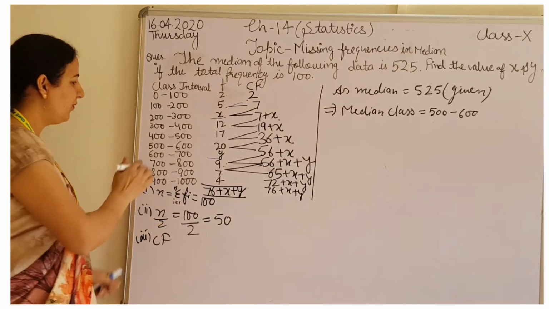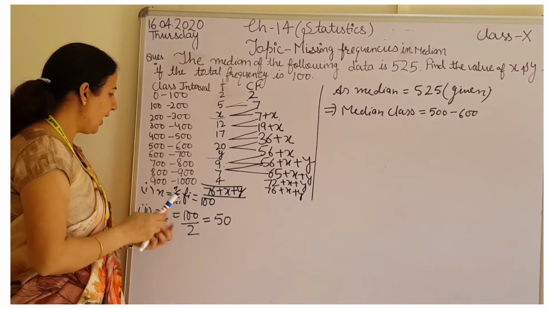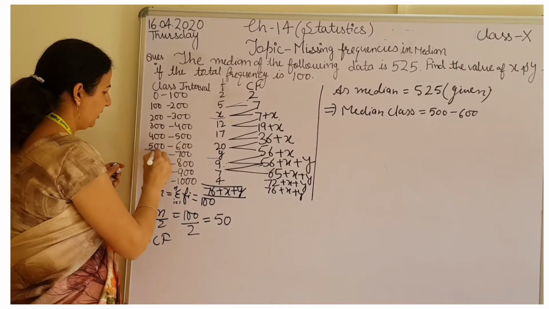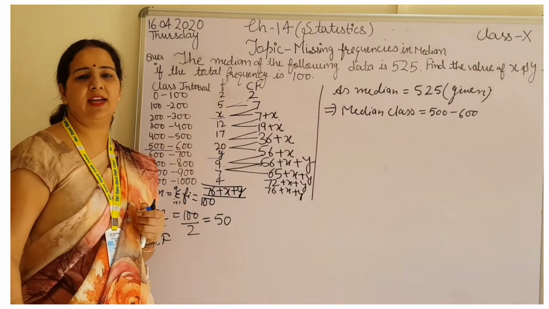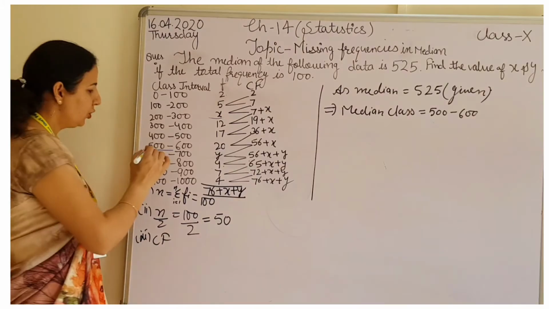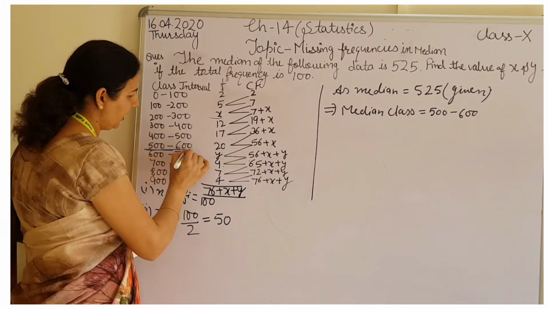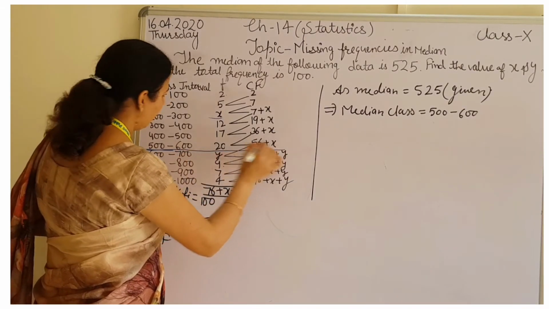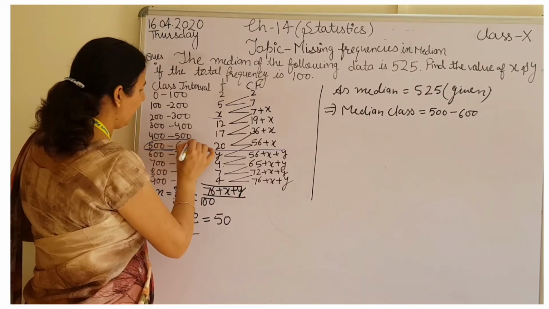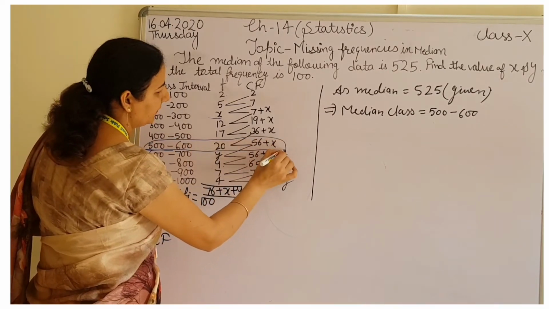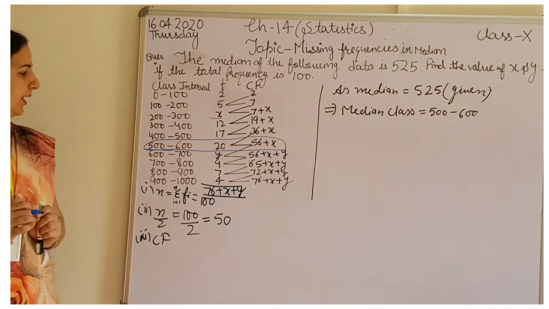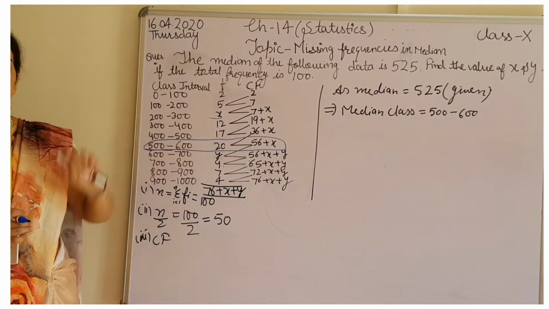So here what we will do, we will just highlight this median class. We will just circle this class. This will be the median class. So our median class is 500 to 600.